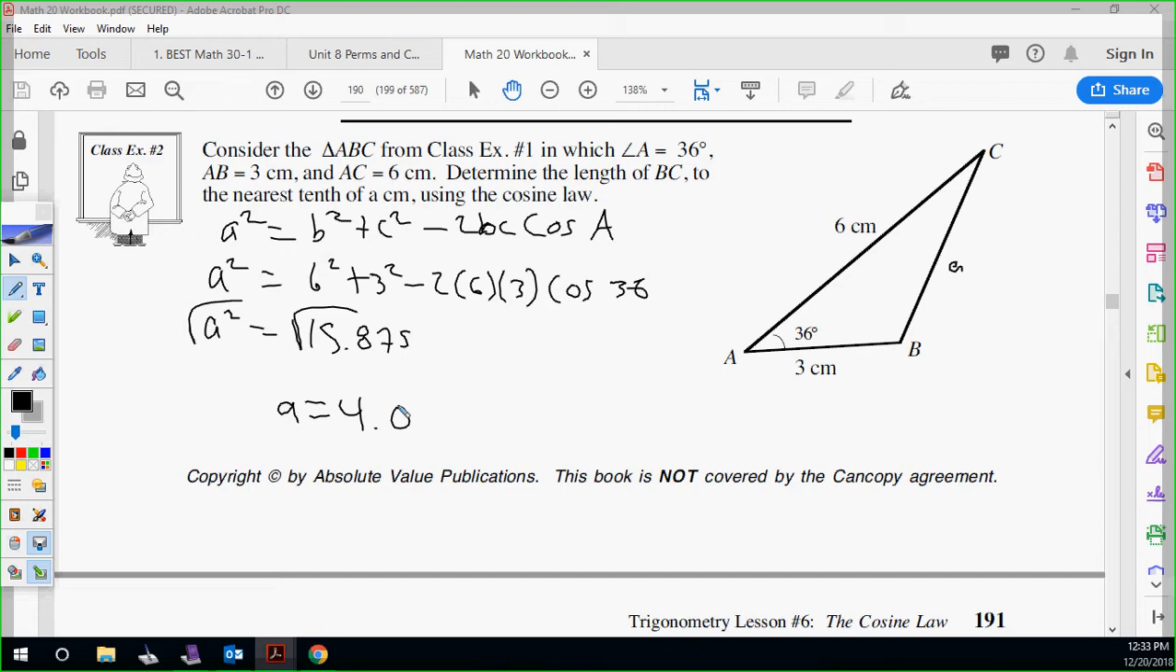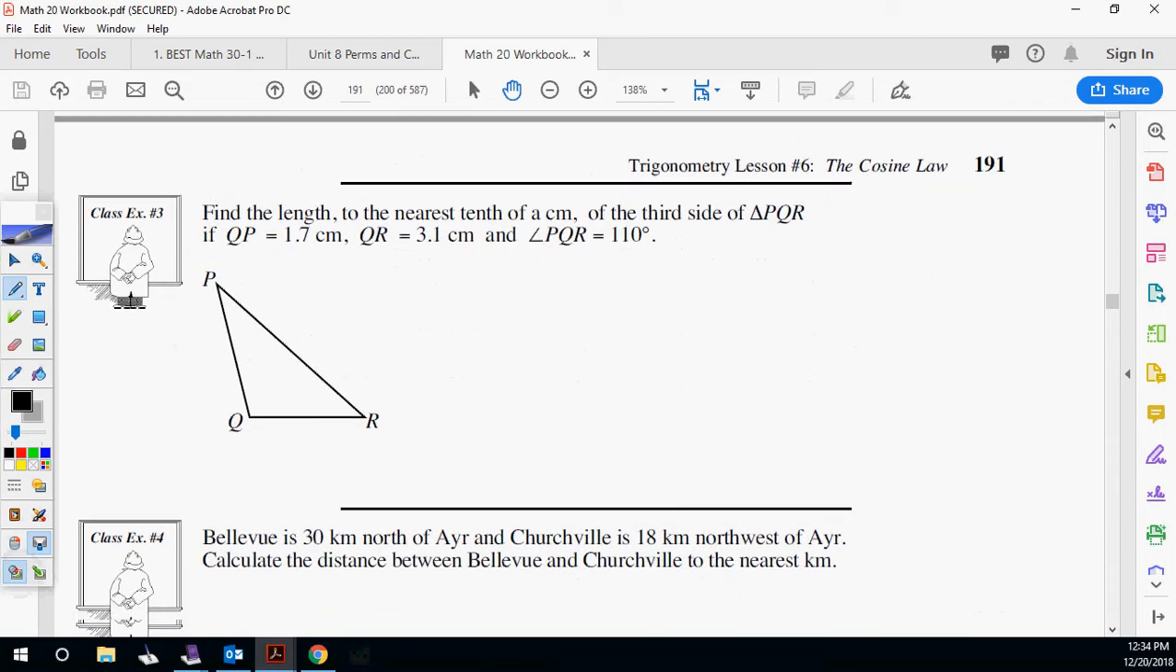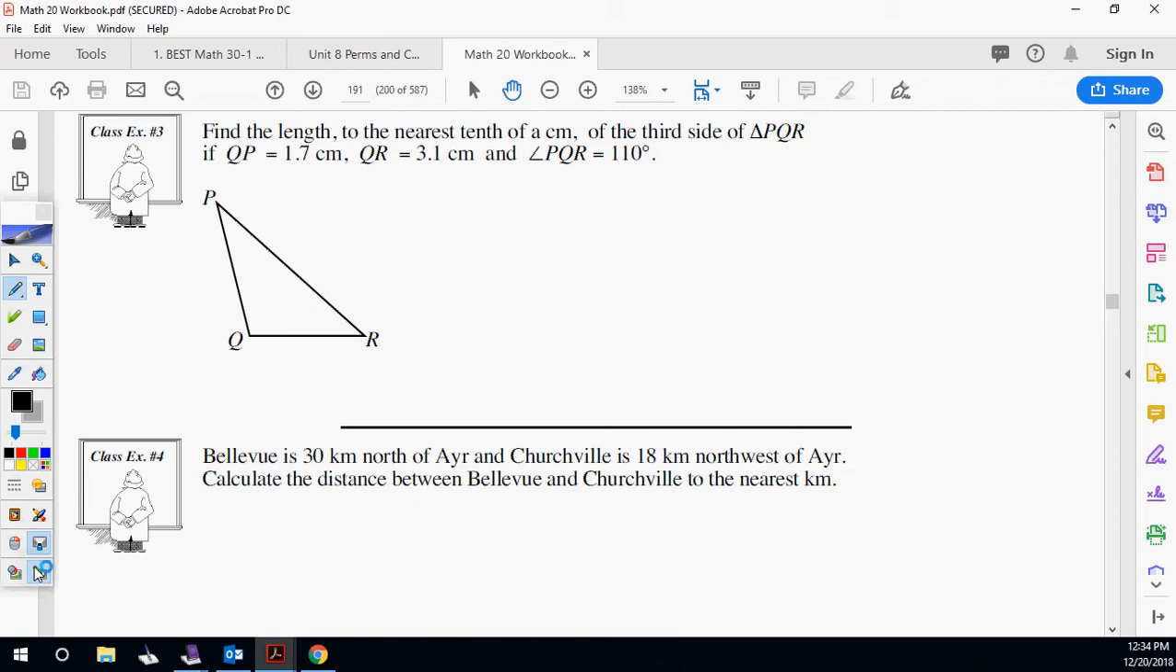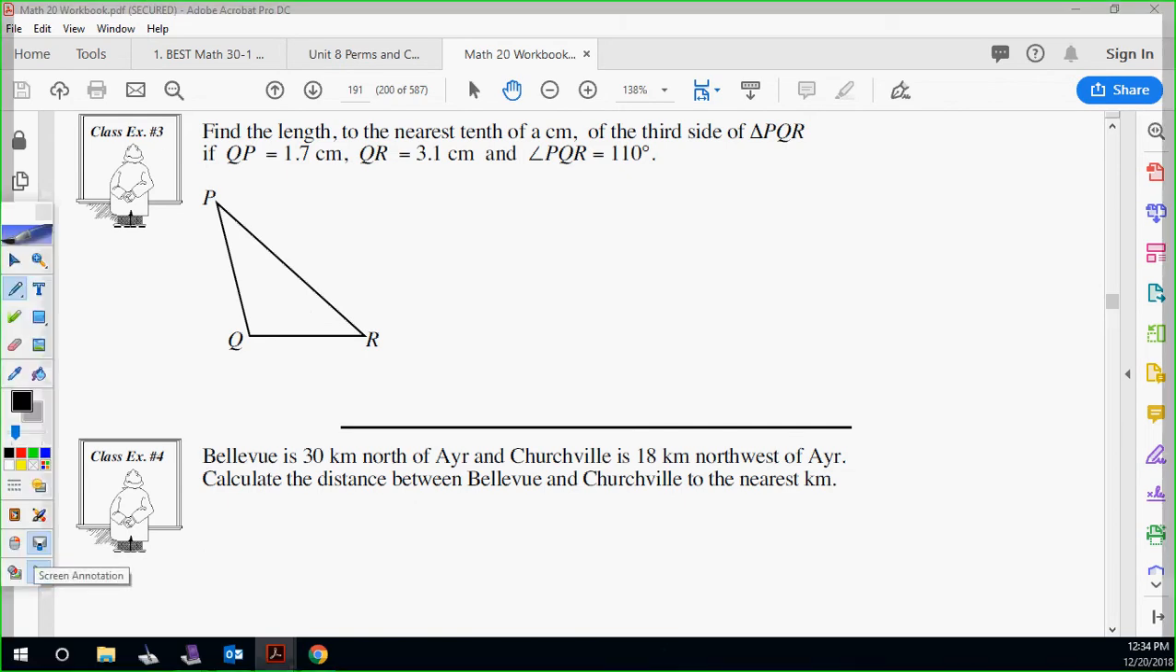All right, let's do a couple more examples, and we're talking about the alternate form of the cosine law. Just because I know you want to be challenged. All right. Find the length to the nearest tenth of a centimeter of the third side of triangle PQR. QP is 1.7. They're making me label here. So 1.7. QR is 3.1, and angle PQR is 110. So you see the problem here? Again, I don't know what angle 110 makes with 1.7 or 3.1.